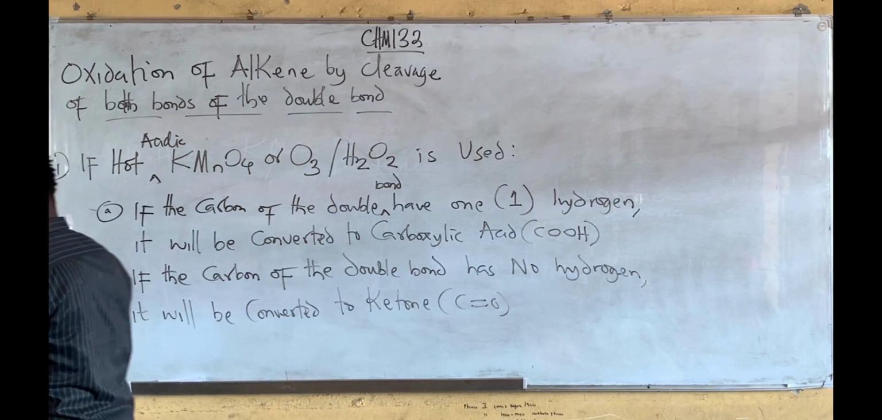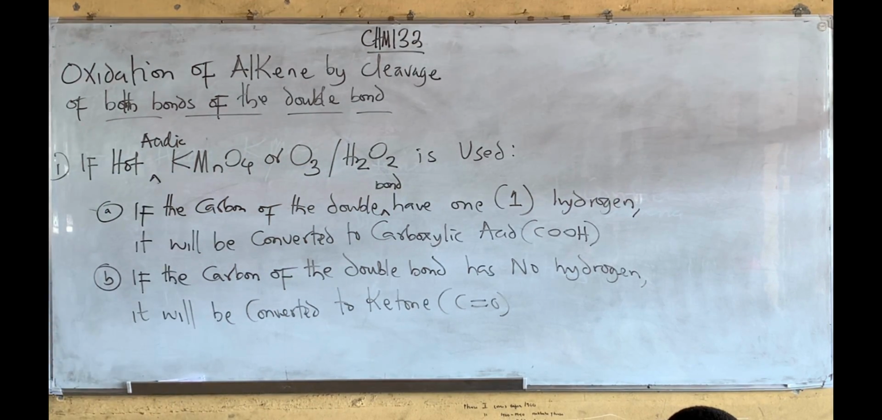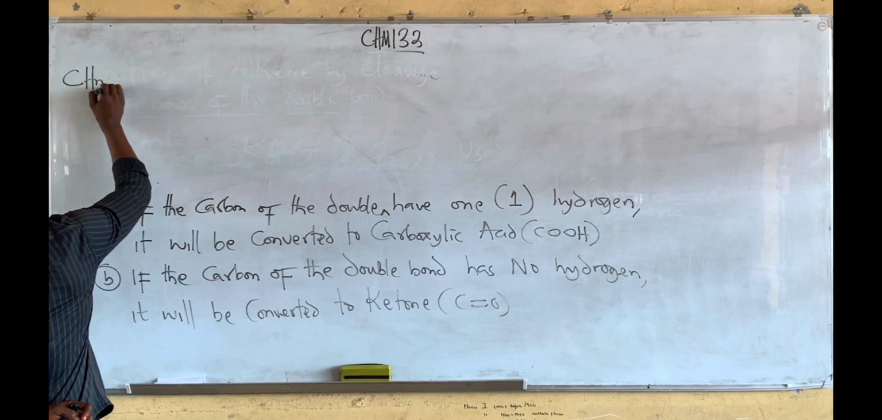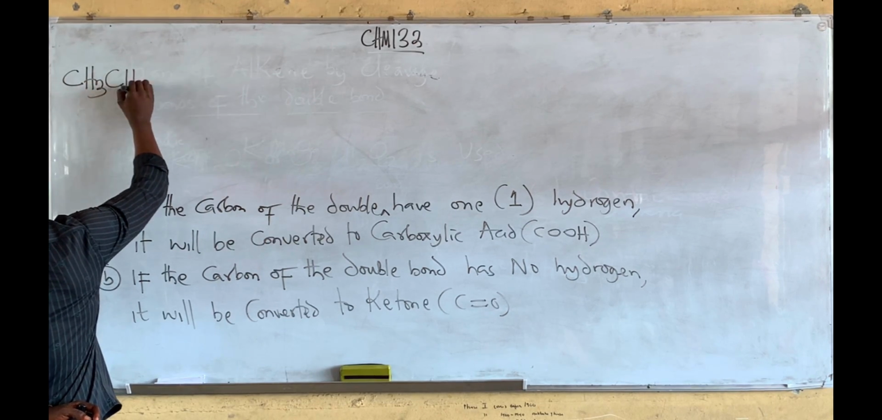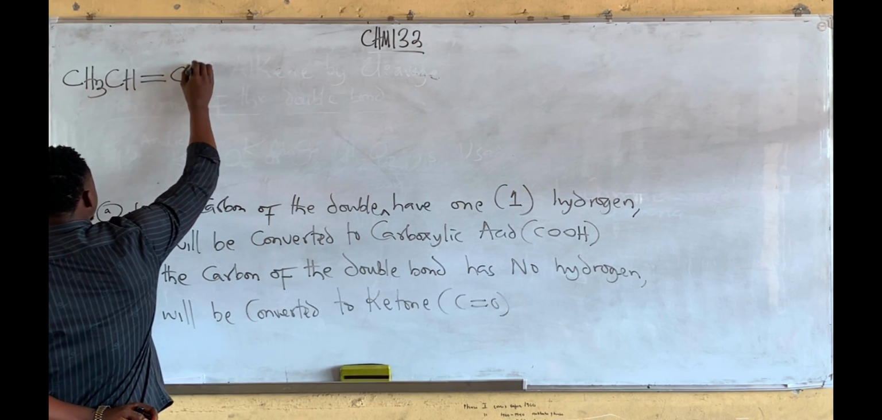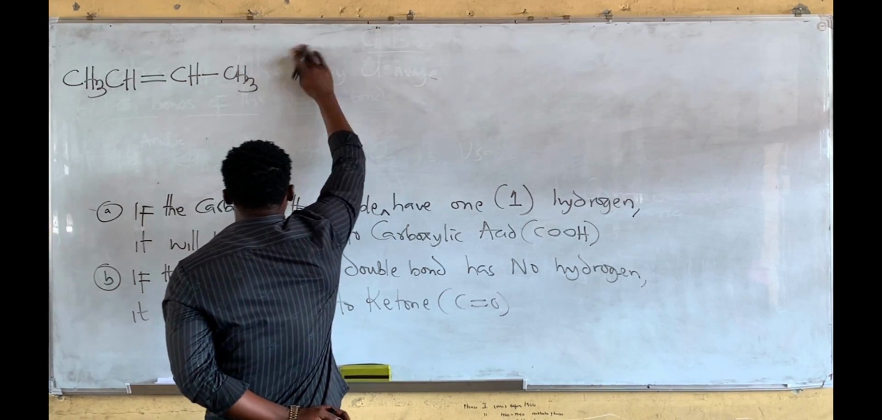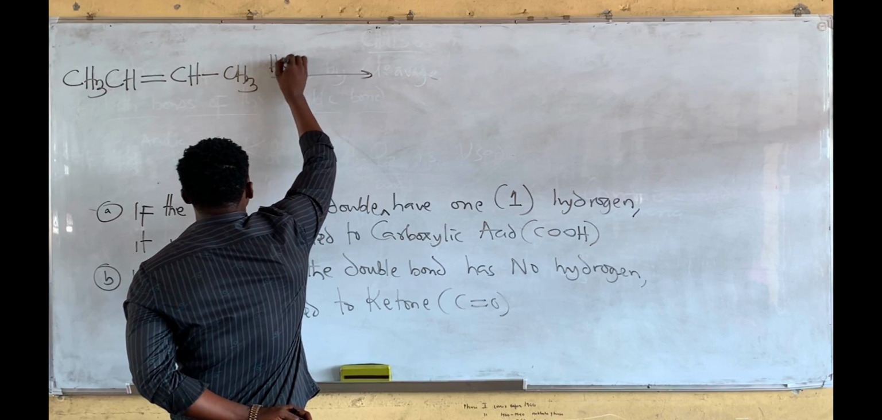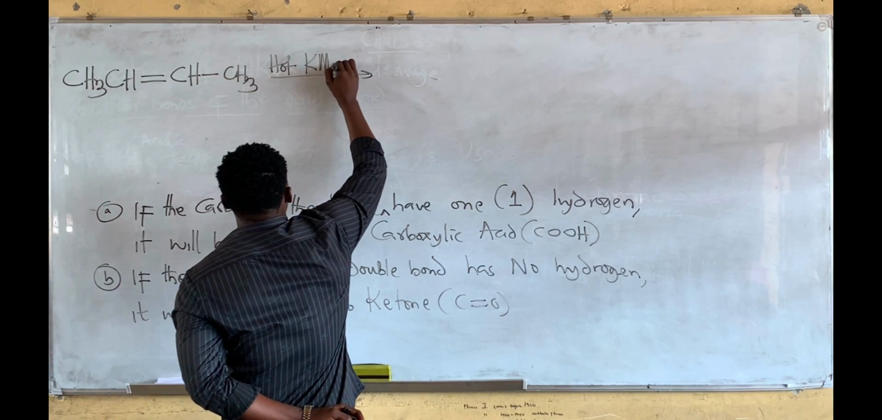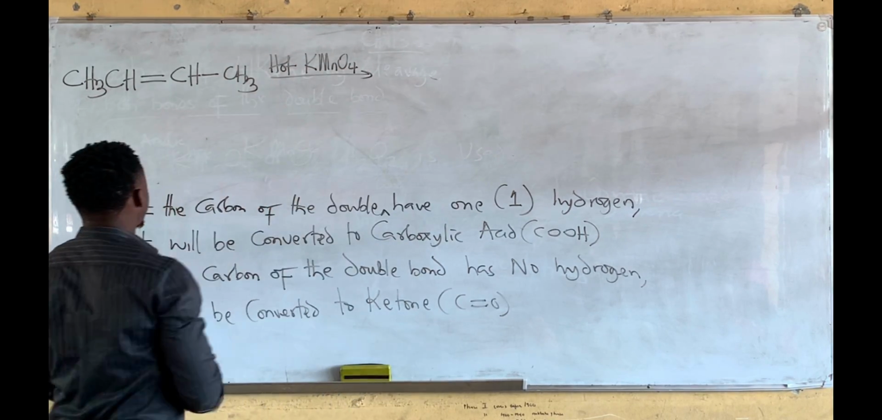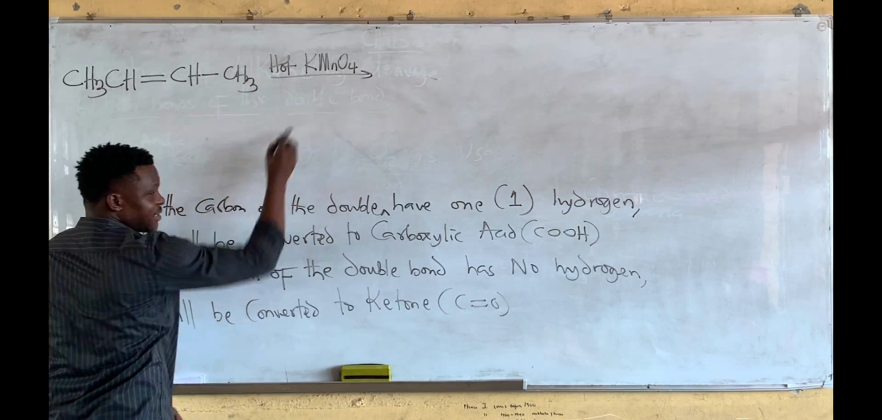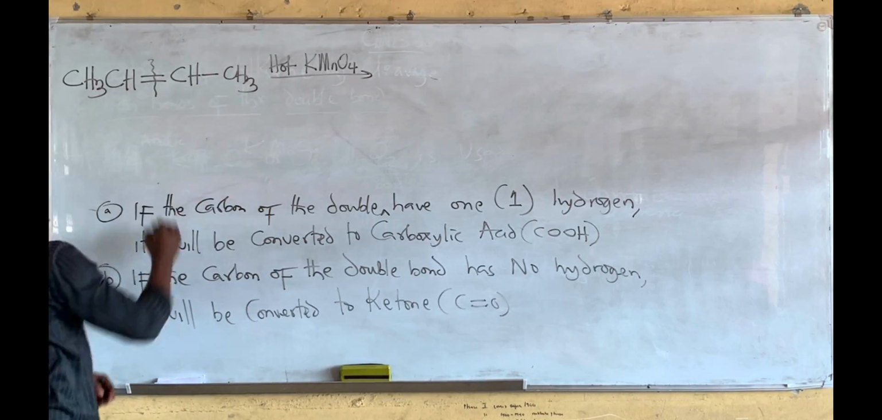It will be converted to ketone. I have CH3, CH, now, and then I have hot KMnO4. Once you see this, it will split this guy into two.